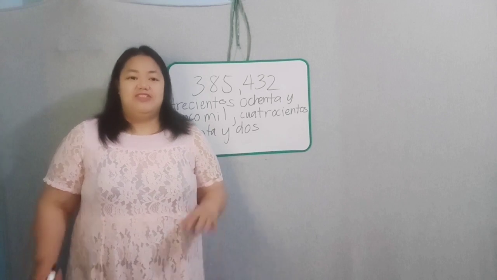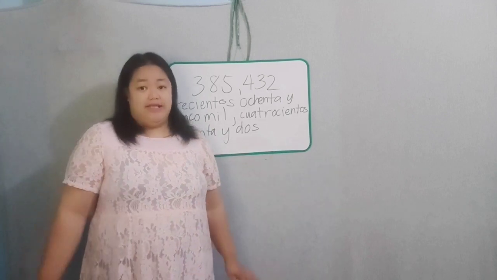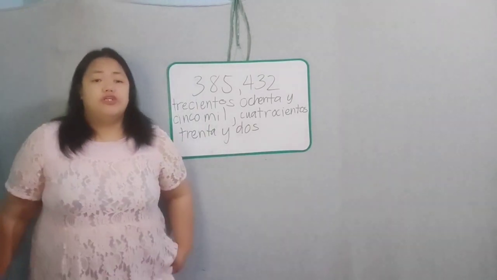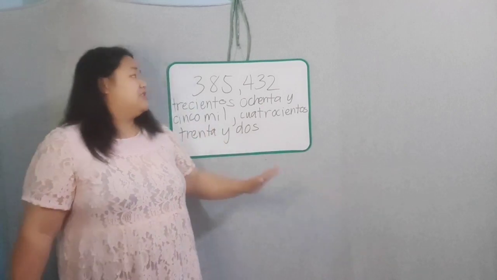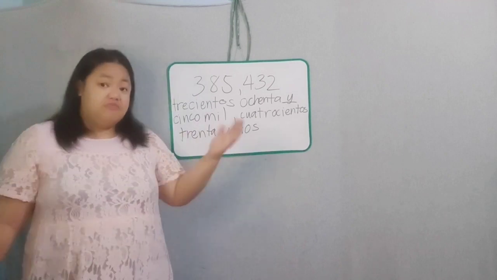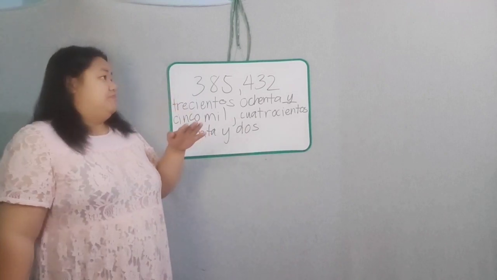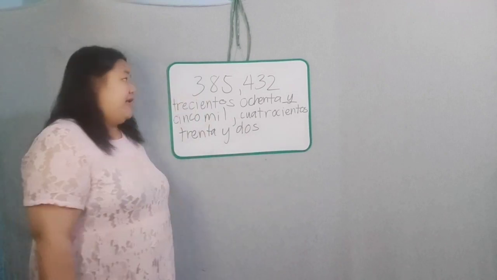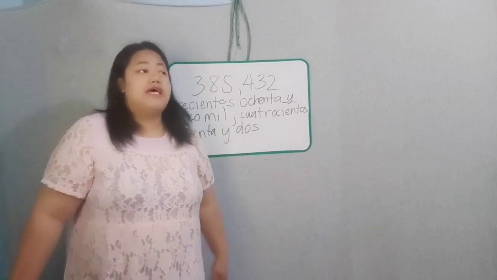385,432. So that's how you read numbers in Spanish. Okay, so you can now read even millions. Just don't forget your Y to separate them, to separate the numbers in Spanish. So you can now read millions.